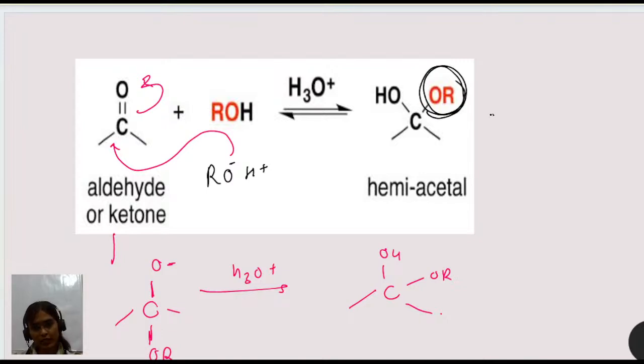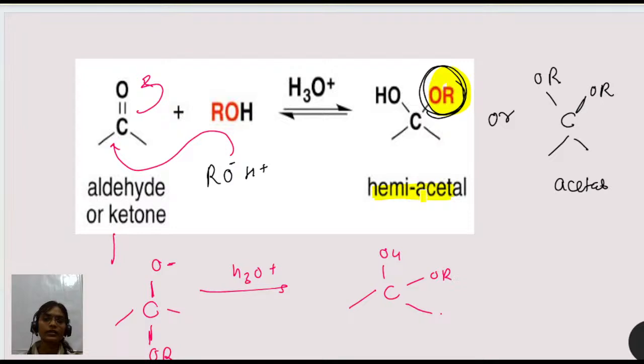Let's suppose, this is just a kind of information for you, we are going to discuss this again. If in this case both groups are replaced by OR, like this, then it becomes acetal only. What is the meaning of hemiacetal? When only one portion is OR, it's not fully, only one portion, so it becomes hemiacetal. So the name is really important here. This is all for point number one, that kind of nucleophilic addition reaction.